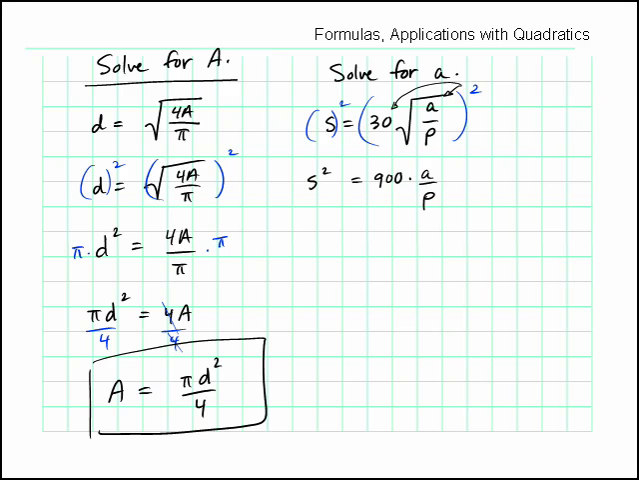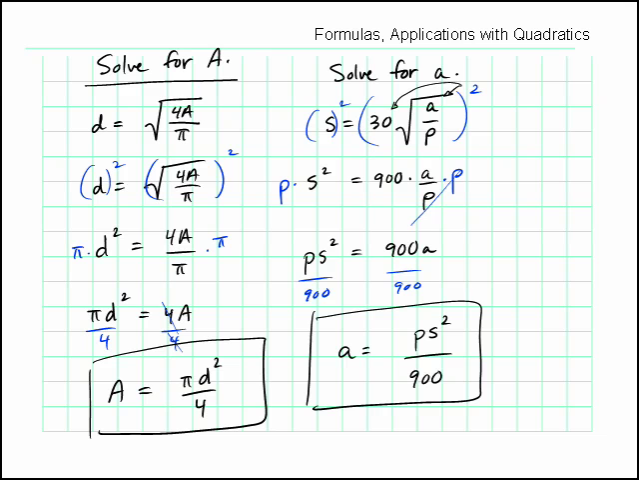Okay. The next step in solving for a is to eliminate the fraction. So I'm going to multiply both sides by p. Like that. P's will then cancel away. And I have p times s squared equals 900a. And one more step. Divide both sides by 900. And we have a equals p s squared divided by 900. Our formula is solved for a. There it is.